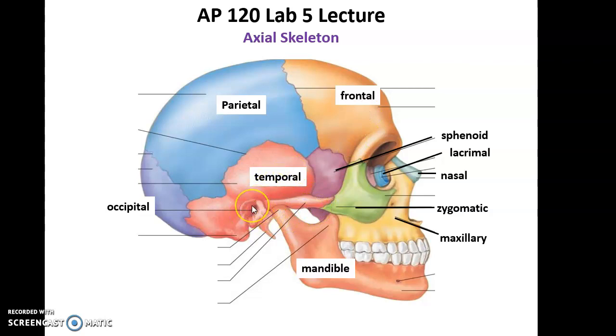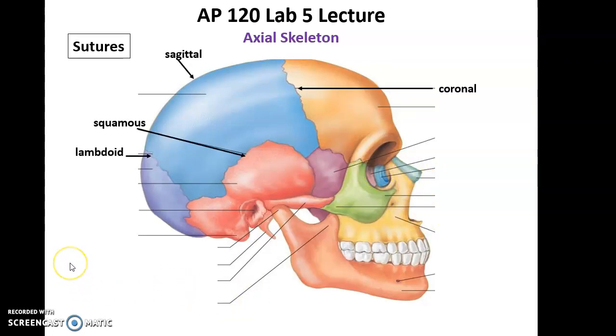right and left temporal bones. There's also a sphenoid bone. Here we can see a portion of it. This is the mandible or lower jaw bone. We have a right and left maxilla or maxillary bones. The cheekbones are the zygomatic bones, right and left. We have the lacrimal bones, then the eye socket, the nasal bones.